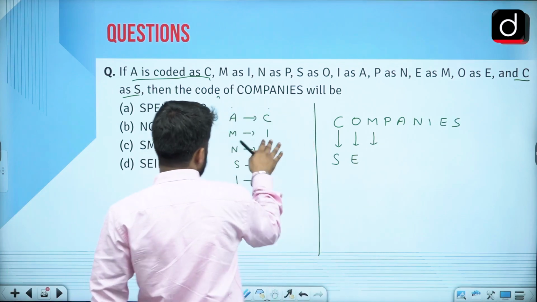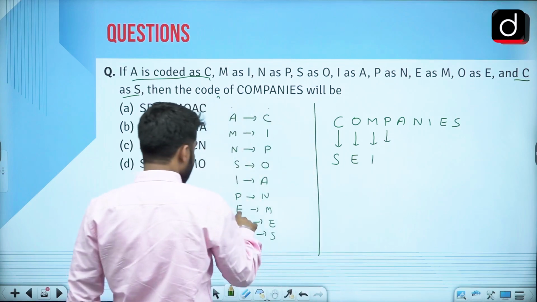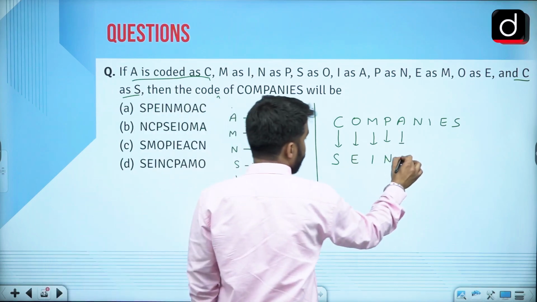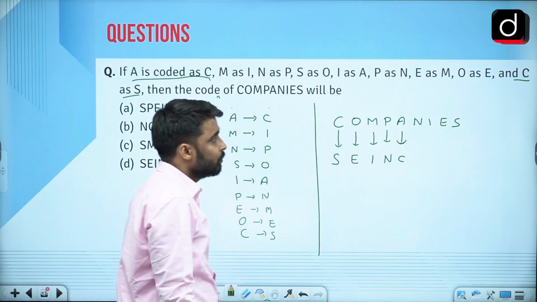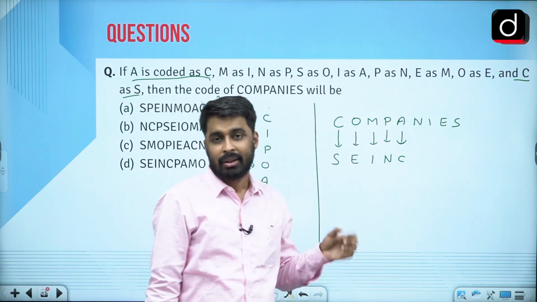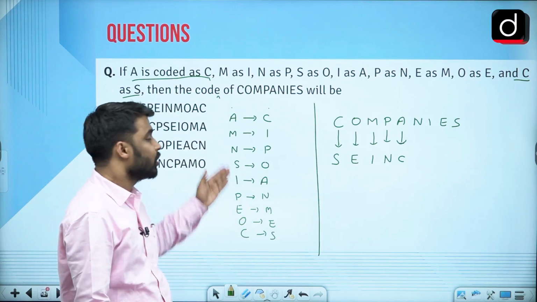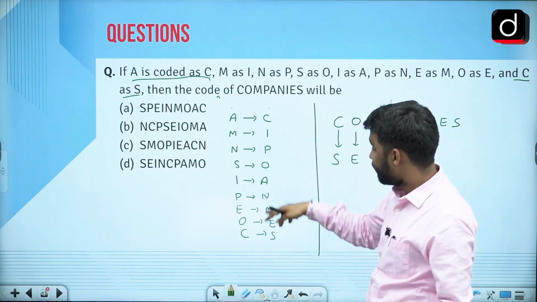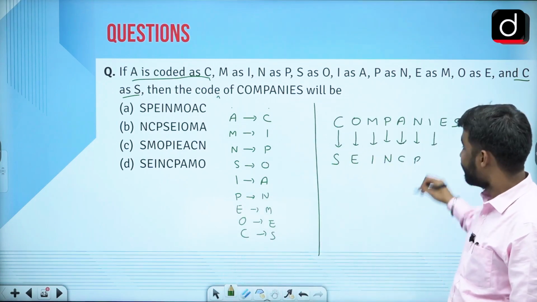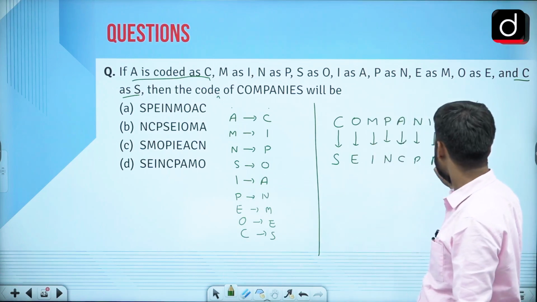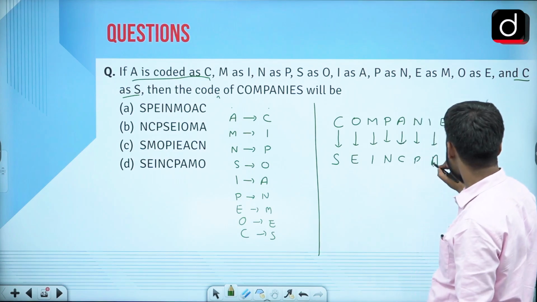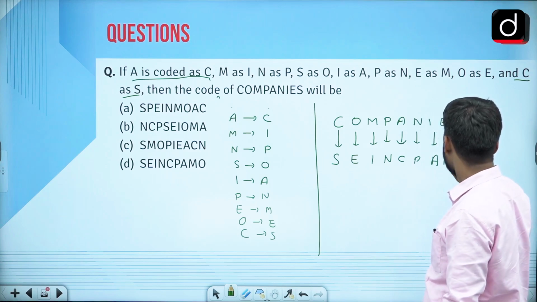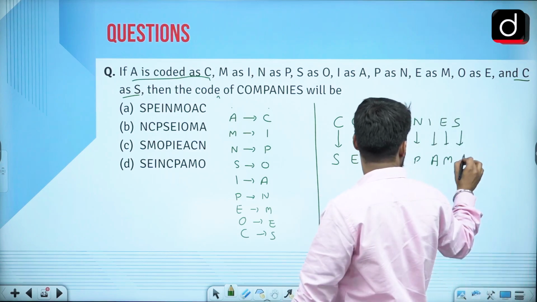M was coded as I, P was coded as N, A was coded as C. See how easy it became, because if we were to find the codes from this line, somehow we are going to get confused. So that's why I wrote the code in vertical order, right? So that I don't get confused. N is coded as P, so it will be P. I is coded as A, so it will be A. E is coded as M, so it will be M. And S is coded as O, so it will be O.